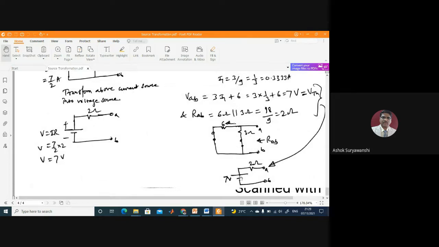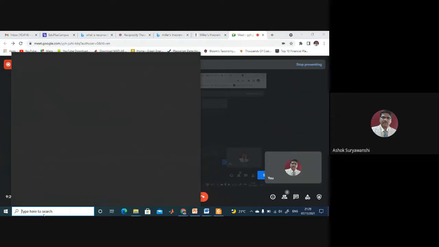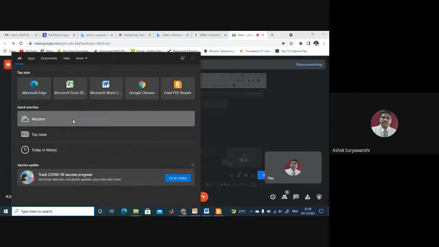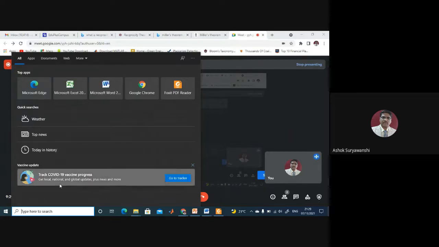And then finally we got this particular simplified circuit after the transformation of the sources. A 7 volt voltage source in series with a 2 ohm resistance. So a single voltage source in series with a single resistance across A and B terminals. So this was the expected answer. Now today we'll discuss source shifting. So what is the difference between source transformation and source shifting? That we'll try to understand first.